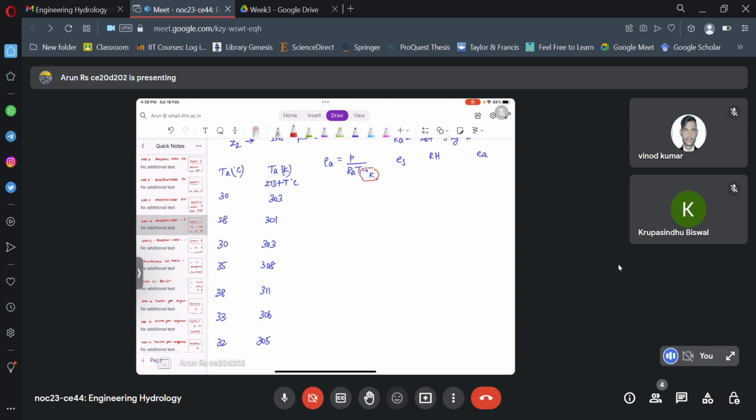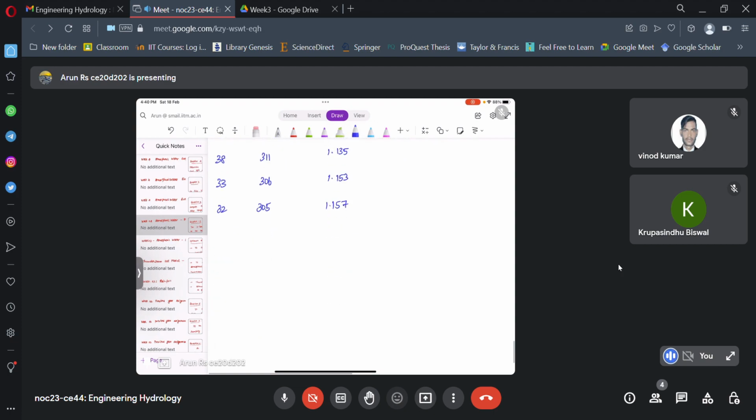So the pressure is given as 101.3 kilopascals. So we can directly substitute and we can compute the air density. 1.164. This unit is in kg per meter cube. 1.173, 1.164, then 1.146, 1.135, 1.153, this is 1.157.